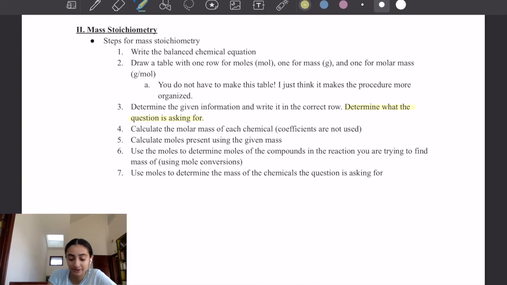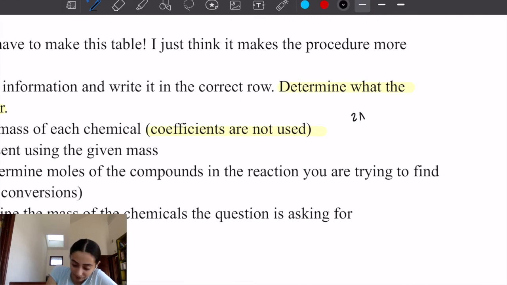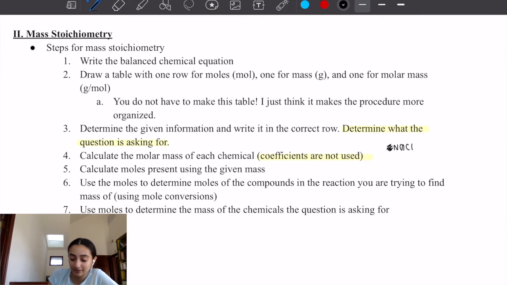Then you are going to calculate the molar mass of each chemical, and for this, make sure you do not use the coefficients. So if you have 2 NaCl, you ignore this 2 when calculating molar mass. Then you are going to calculate the moles present given the mass, and that would be the moles of the compound you are given the mass for.